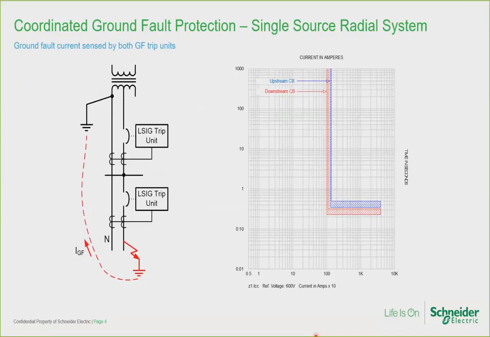Here is a radial electrical distribution system. It is straightforward to coordinate ground fault protection breakers on a single source radial distribution system. Here I have 2 breakers in series, both with ground fault trip units. The trip curve on the right shows the I2T off ground fault trip curves for the main and feeder breaker. And the protection for ground fault can be pretty easily coordinated between these 2 breakers with the ground fault current pickup settings and the time delay settings. No ground fault scheme per se is required.